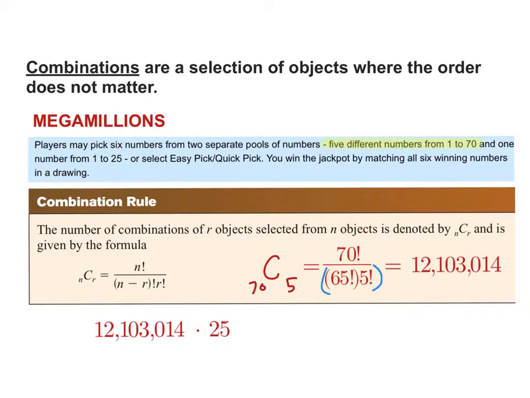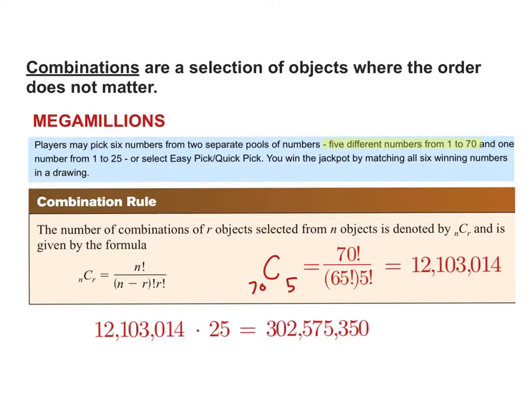Okay? Now, so I take that 12,103,014 times 25 because of each of those balls, and I get 302,575,350 possible combinations of numbers. This means, okay, if I wanted to guarantee that I win the Mega Millions, I have to buy 302,575,350 tickets. Now, so I say, okay, it was up to 1 billion.